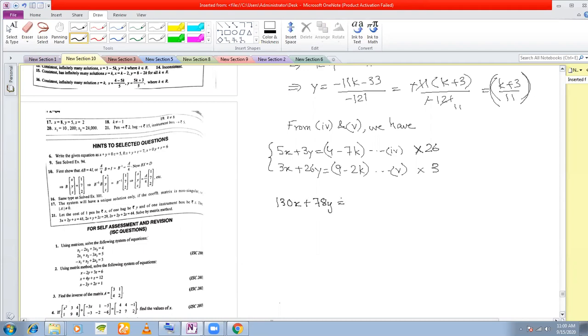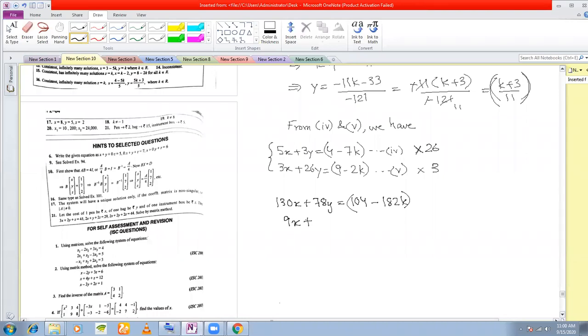78, sir, and 26 into 4, 104. 104 minus 26k. Yes, sir. 7 into 26 will give 182k. Okay, and now if you multiply this by 3, you get 9x.